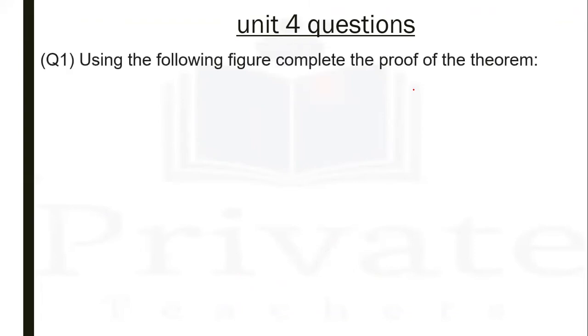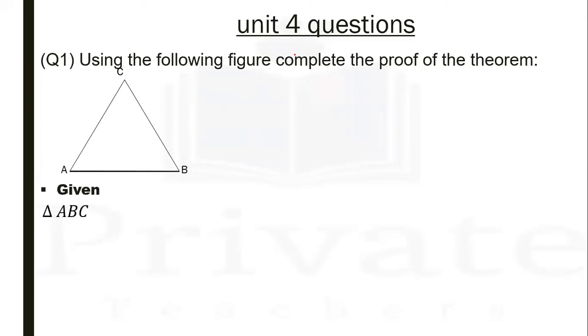Moving on to the geometry questions. Firstly, starting with Unit 4 questions. Using the following figure, complete the proof of the theorem. In Unit 4, we have 4 theorems. Theorem number 1, as per the plan of this year, is not included in the exam, but for Theorem 2, Theorem 3, and Theorem 4, you have to memorize each one and understand the proof of the theorems. We choose today one of the proofs, the second theorem proof.